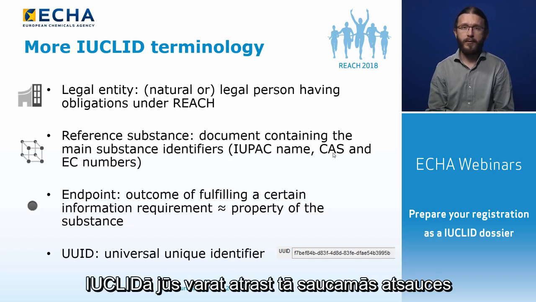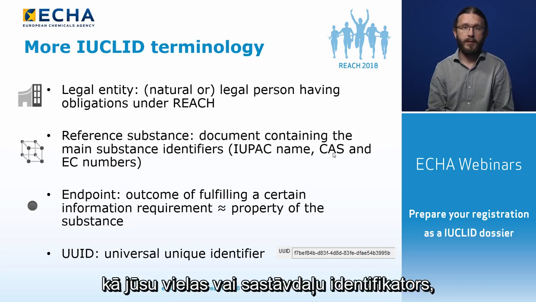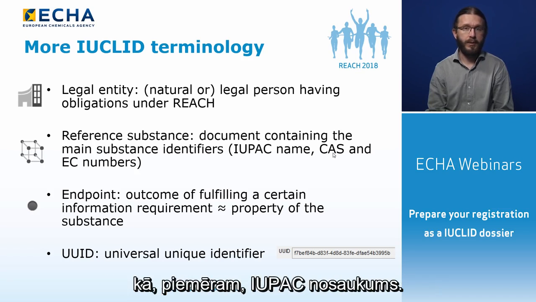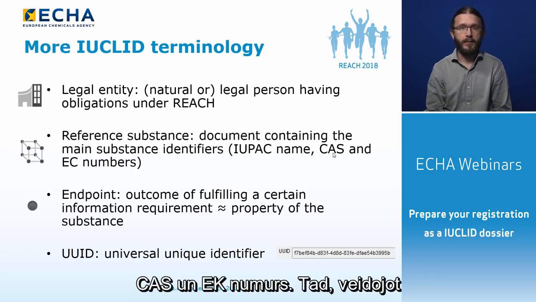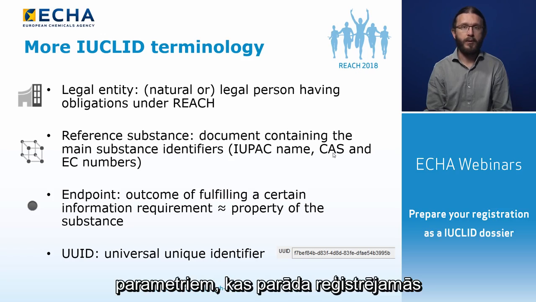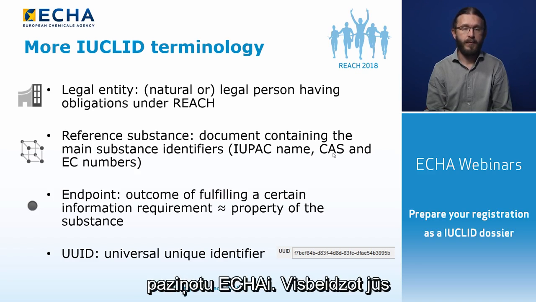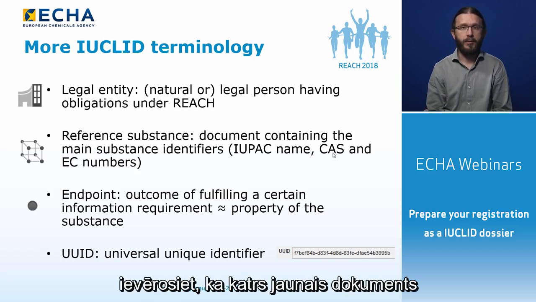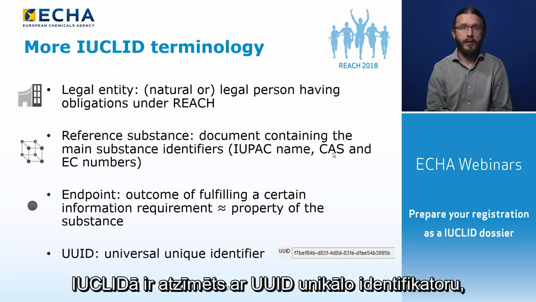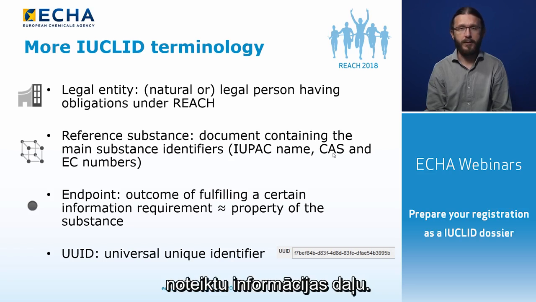Then, in IUCLID, you will find so-called reference substances. This is again a piece of information containing the key identifiers of your substance or its constituents, such as the IUPAC name, CAS, and EC numbers. In a IUCLID substance dataset, you will collect information on different endpoints, which represent properties of the chemicals to be registered and for which information is required to be communicated to ECHA. Finally, you will find that each document in IUCLID is tagged with a UUID, a unique identifier that allows to unequivocally identify a precise piece of information.